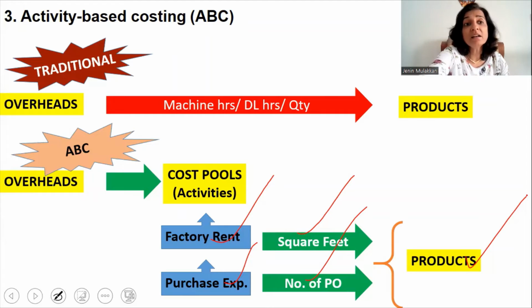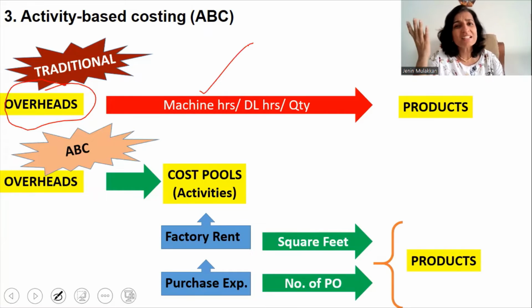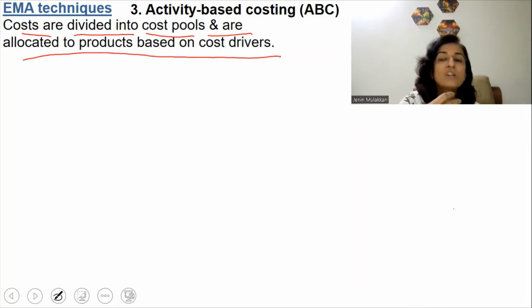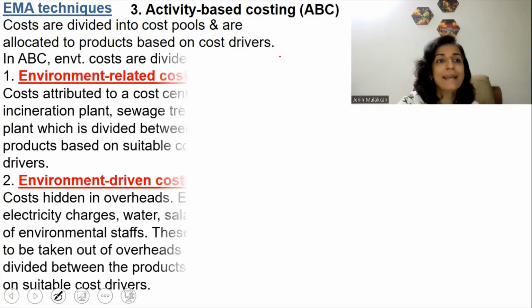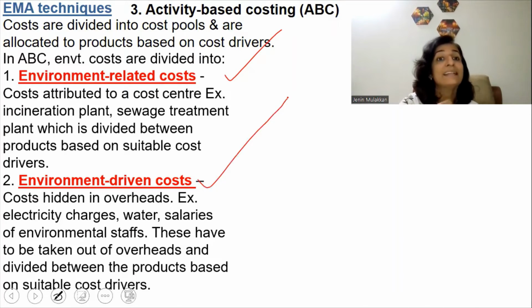It was not like under traditional costing where the total overheads gets divided between the products based on any one basis, because that's logically not correct. Now, activity-based costing as an EMA technique also applies the very same logic. Costs are divided into cost pools and are allocated to products based on cost drivers. In ABC, environmental costs are divided into two.